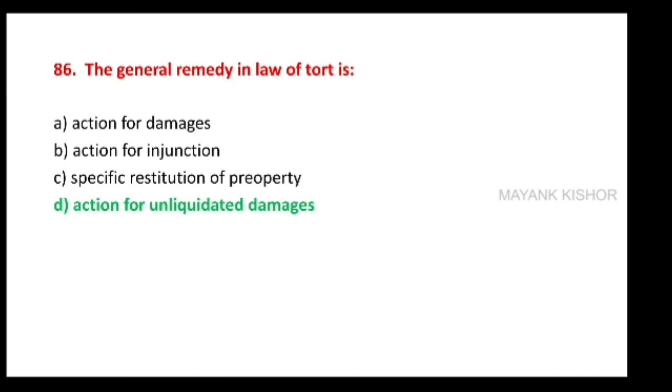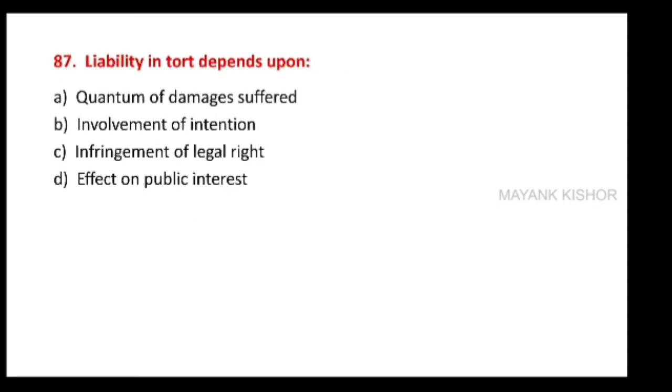Next question, question number 86. The general remedy in law of tort is option A, action for damages, option B, action for injunction, option C, specific restitution of property, option D, action for unliquidated damages. And the correct answer is option D, action for unliquidated damages.